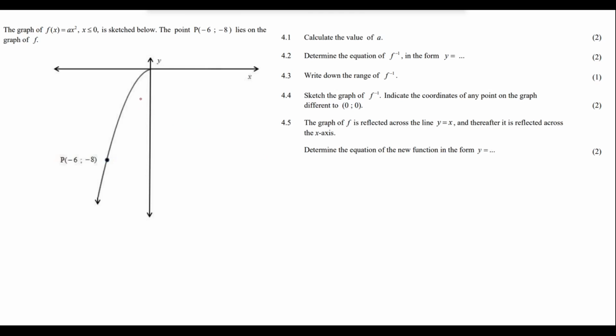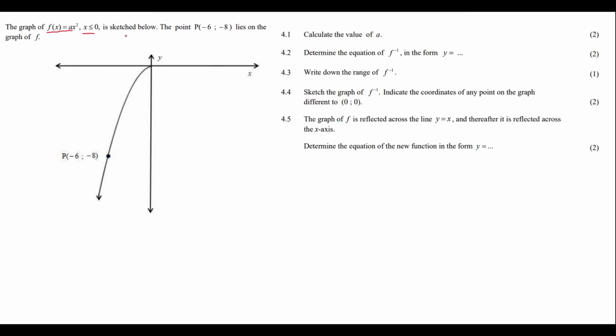Welcome back. Let's do question 4. The graph of f of x is equal to ax squared, where x is less than or equal to 0, which is sketched below. The point P lies on the graph of f. What type of graph is this? This is a parabola. This is a quadratic function, okay? This is a quadratic graph.